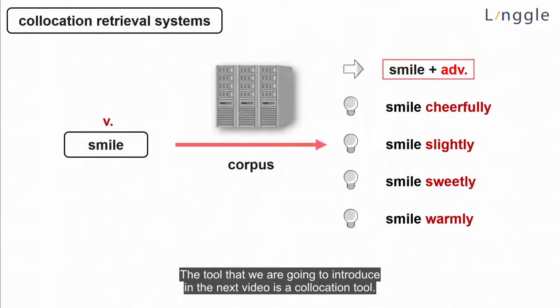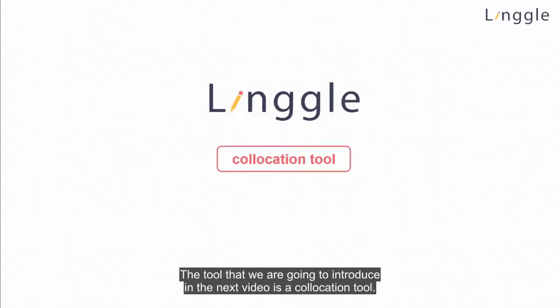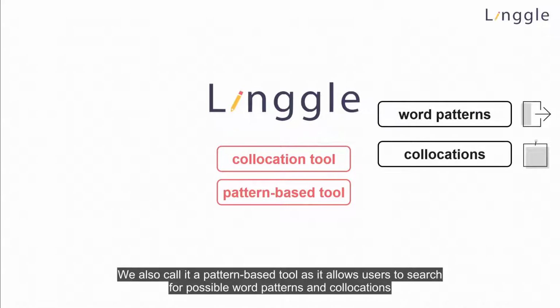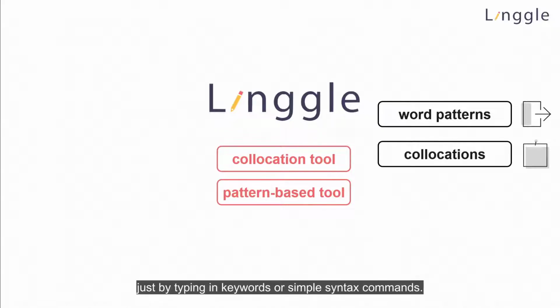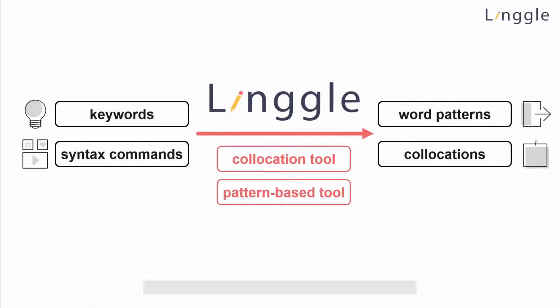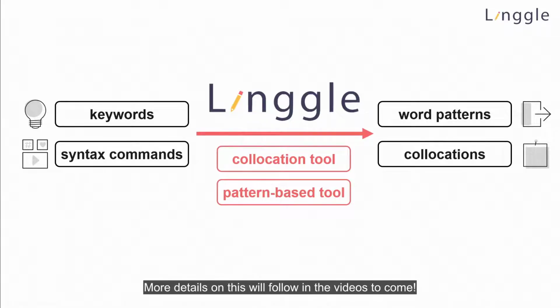The tool that we are going to introduce in the next video is a collocation tool. We also call it a pattern-based tool, as it allows users to search for possible word patterns and collocations just by typing in keywords or simple syntax commands. More details on this will follow in the videos to come.